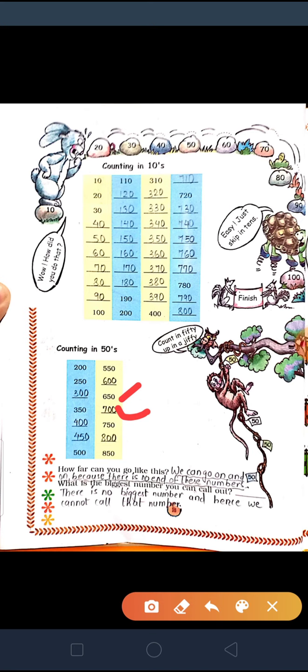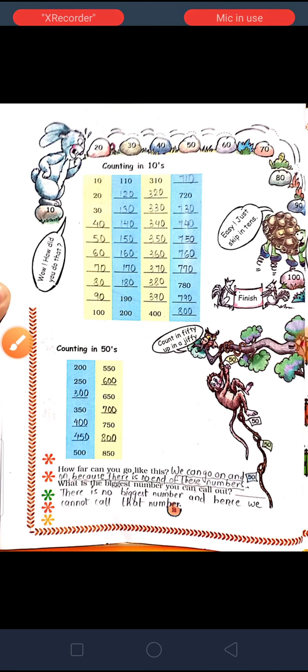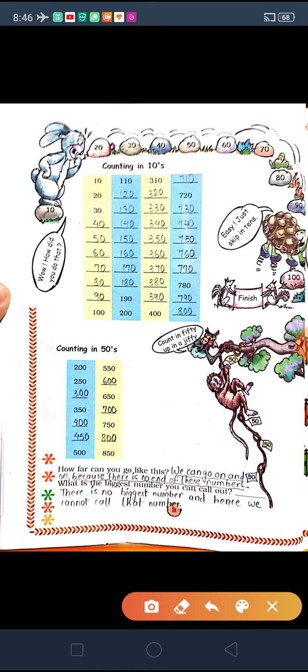Add more 50, you will get 700. Add more 50, you will get 750. More 50 you will add, you will get 800. And last is adding 50, you will get 850.